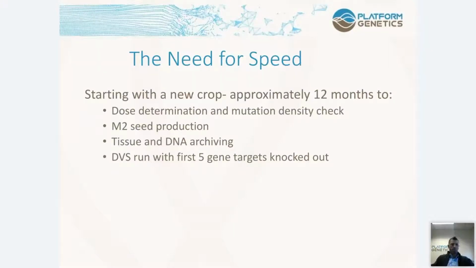So we saw the speed aspect, right? It was really important. Starting with your own array of DNA, or if the DNA is already in hand, it's just weeks to access that genetic variation. But if we put the two things we've talked about so far together, really starting from scratch with a new crop and building a new population, in approximately 12 months you can have in hand the dose determination, the mutation density check, your M2 seeds for thousands of lines, tissue and DNA archived and ready to go, and complete that first DVS run, maybe with your first 5 highest priority gene targets knocked out.